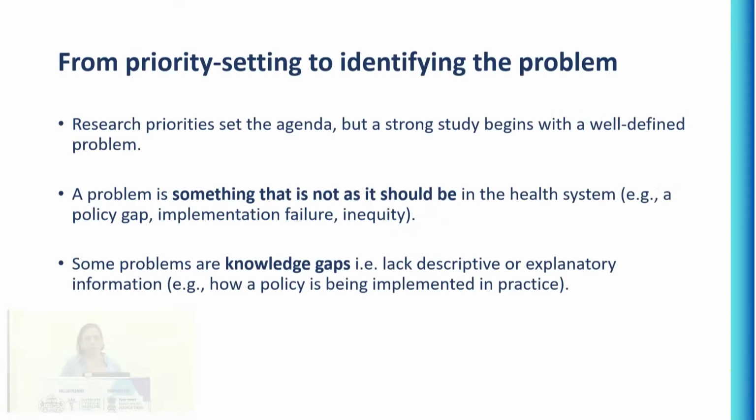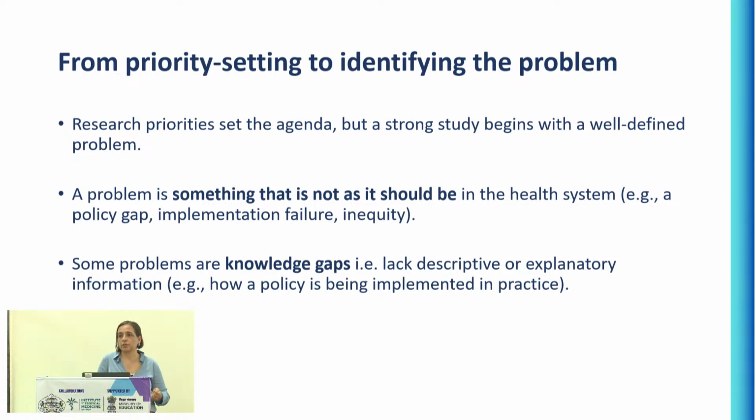So research priorities, we said, they might set the agenda in general. Okay? They set the agenda for funders, they set the agenda for institutions, they set the agenda for individuals in some way too. But a strong study begins with a well-defined problem. And usually we can think about two types of problems. So sometimes it's easy to think about a problem as basically something that isn't as it should be. That's the most simple definition.